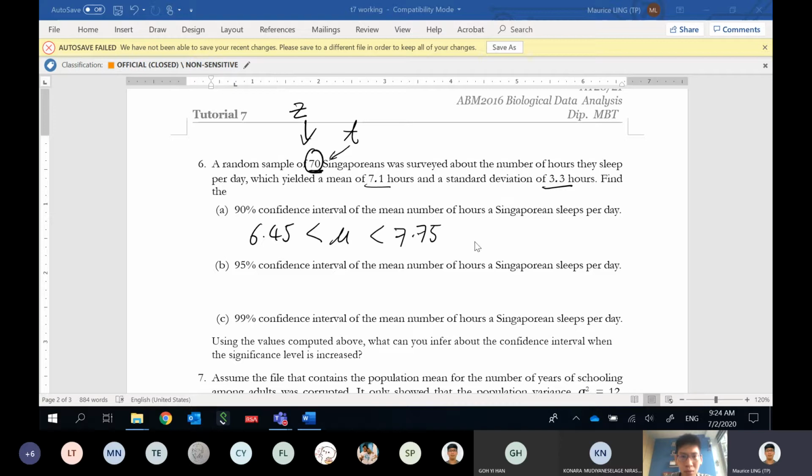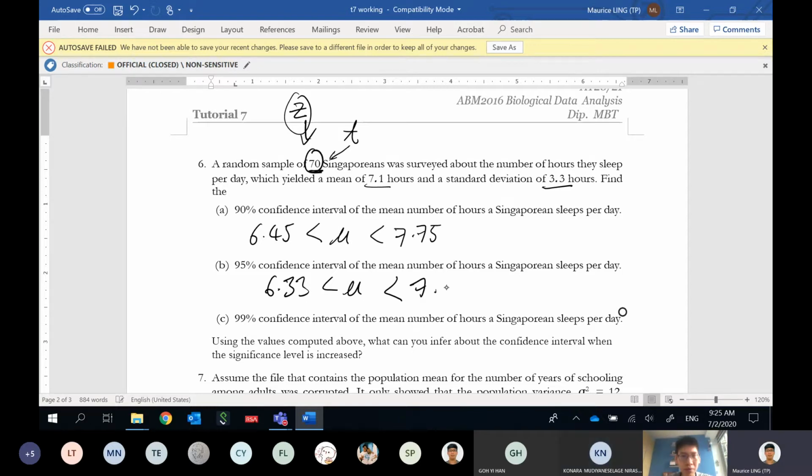By right, you should use the Z distribution because the sample is 70, under the central limit theorem. But if you use a T distribution, the error is not going to be very large. It will give you the same answer to the third significant figure. That's fine. How about 6B, Konara? Greater than 6.33, less than 7.87. Yep, correct.